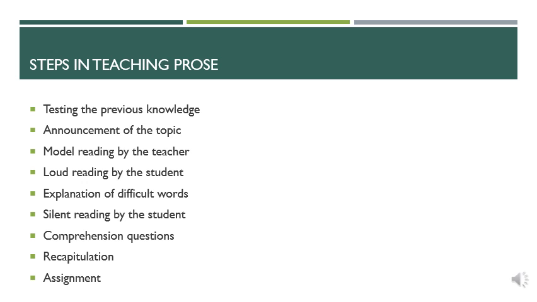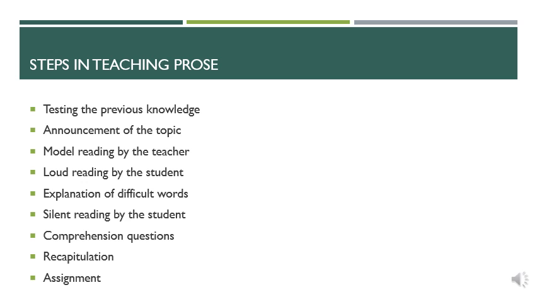And the next, after motivation, you have to announce the title. So you have to announce the title and write the title on the blackboard. So announcement of the topic will be the second step in teaching of prose. And the third one is model reading by the teacher. So the teacher should read the lesson for the students. Why? Because the lesson is a new one, and the students might not know the words present in the lesson, and it will be difficult for them to read.